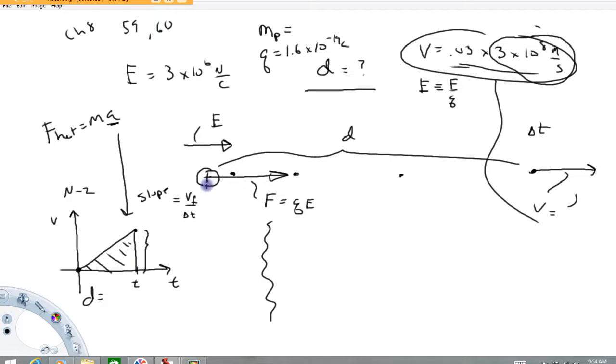Another way we can work this problem is by principles of work and energy. If I call this point 1 and this point 2, and I write out the work energy theorem, PE1 plus KE1 plus work equals PE2 plus KE2.